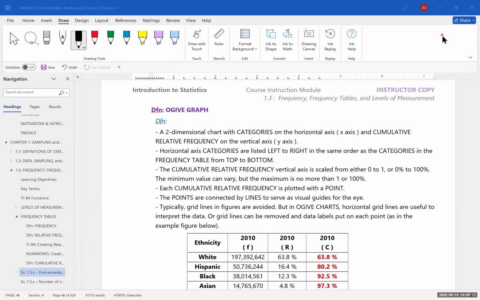All right. So, on the heels of learning about a cumulative relative frequency, let's learn about an ogive graph. An ogive graph is a two-dimensional chart with categories on the horizontal axis, the x-axis, and the cumulative relative frequency on the vertical axis. The horizontal axis categories are listed from left to right in the same order as the categories in the frequency table from top to bottom.